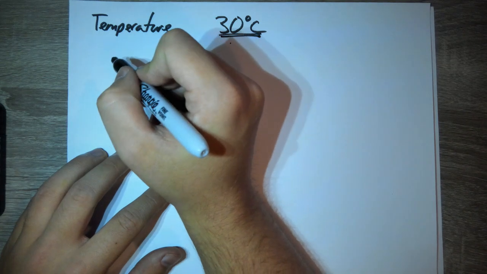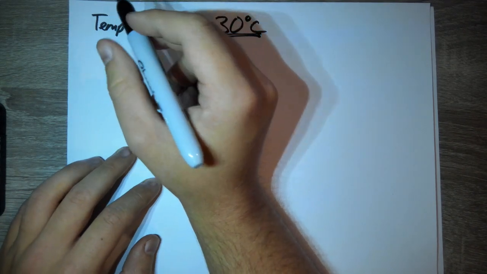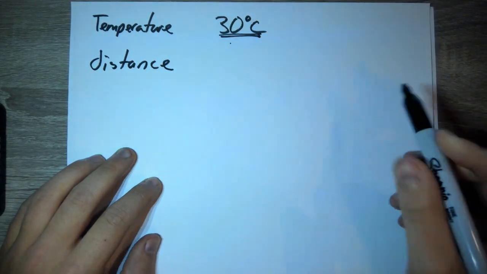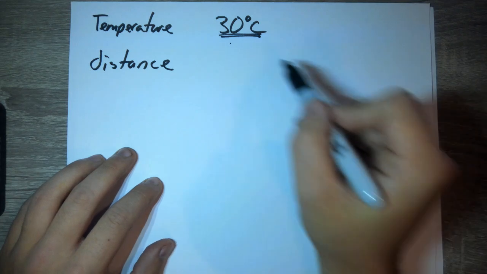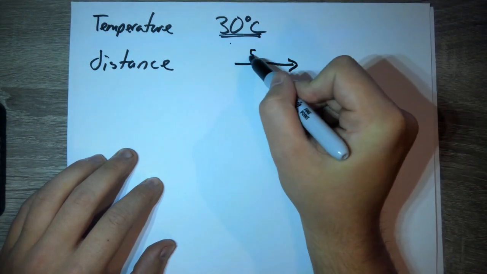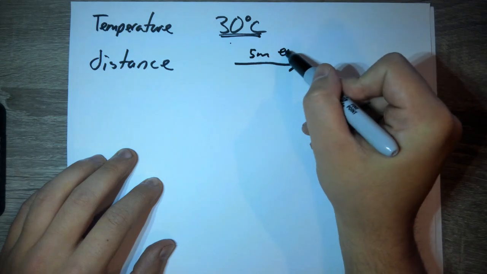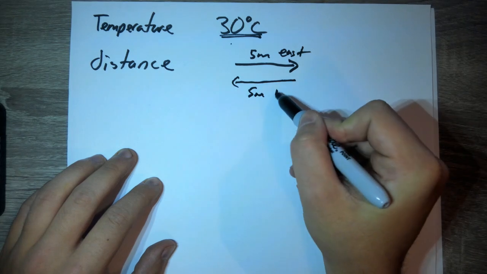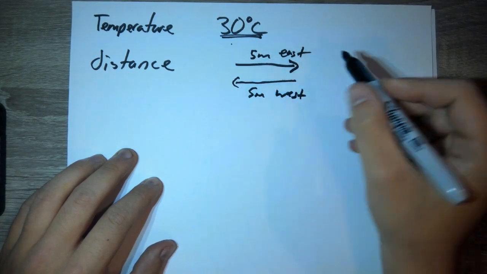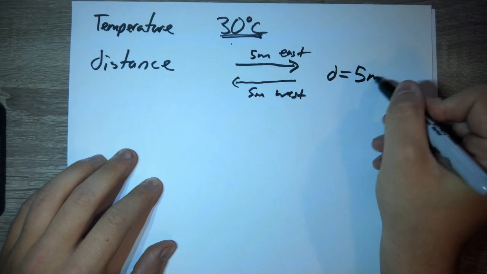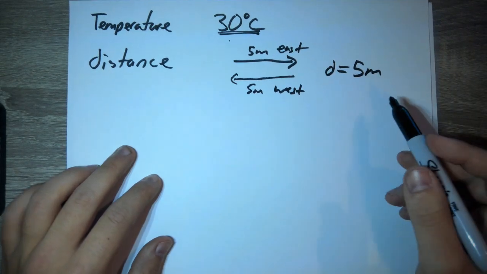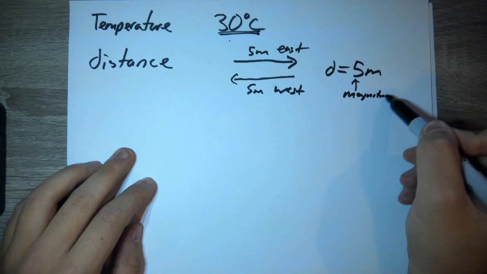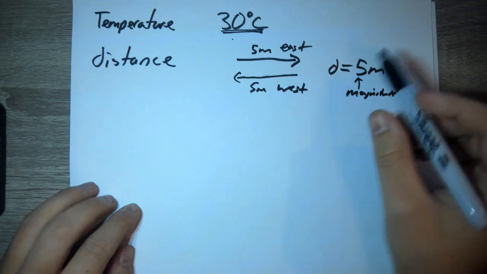How about another one? What's a good example? Distance. If I walk 5 meters east, or if I walk 5 meters west, the distance is still 5 meters. You're not changing the distance. You're not changing the magnitude. You're still walking 5 meters.